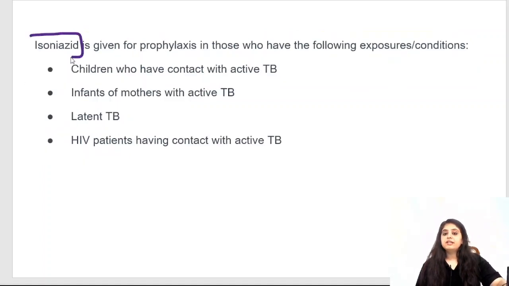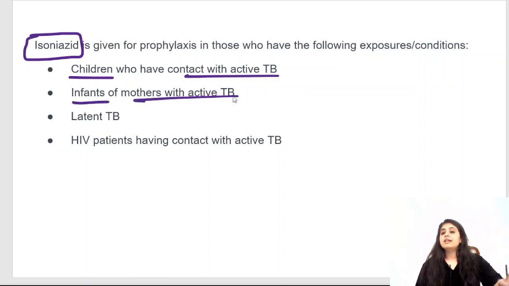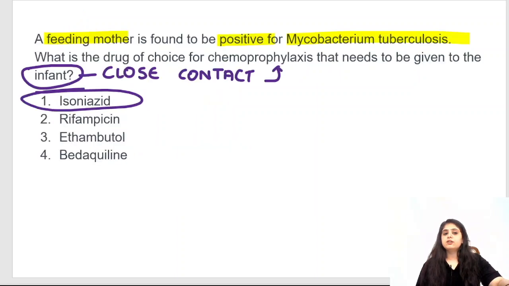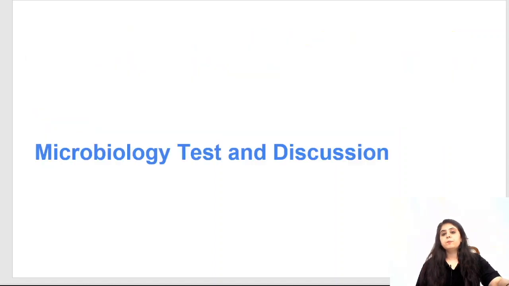So you know, when is isoniazid given? In what kind of exposure? Whenever children have contact with someone who has active TB, or infants get in contact with mothers with active TB. So for children and infants who come in contact with anyone who has active TB, isoniazid is given as a prophylaxis. Similarly, if someone is HIV positive, he's anyway at a risk of more infections, and if he comes in contact with someone who has active TB, you would want to start prophylaxis right away. Also in case of latent TB, INH is what is preferred. So here close contact of the mother and the feeding infant was there. So clearly isoniazid is something that we would want to go in for.